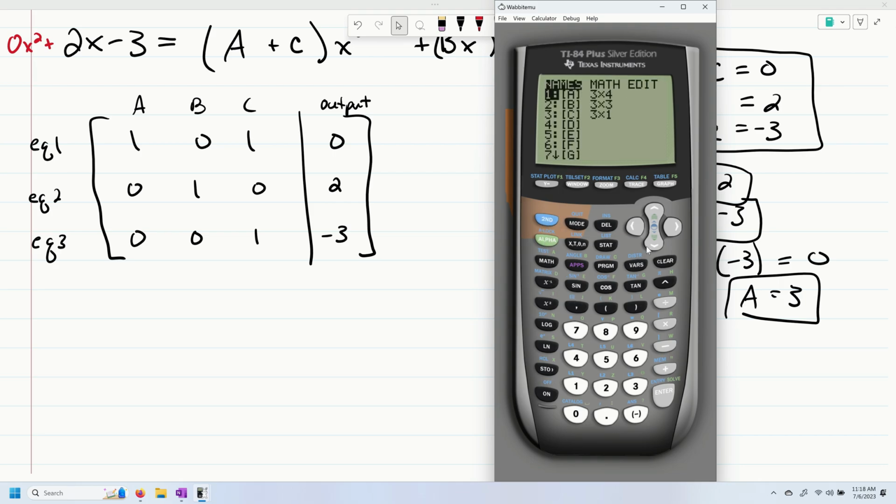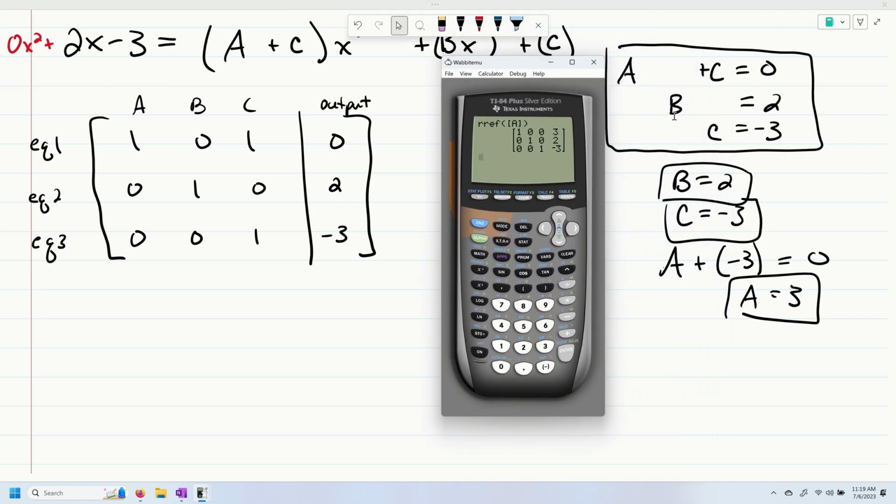And then we're going to go back to the matrix. Remember, scroll down underneath the math menu to RREF. We're going to select matrix A. And as you can see here, we have 3, 2, negative 3, which if you look on the right-hand side, A equals 3, check. B equals 2, check. C equals negative 3, check. So we are good there, which is awesome.